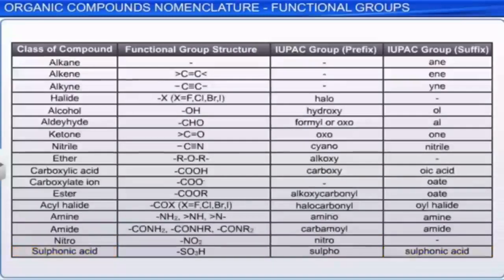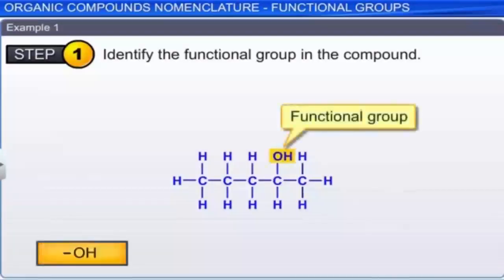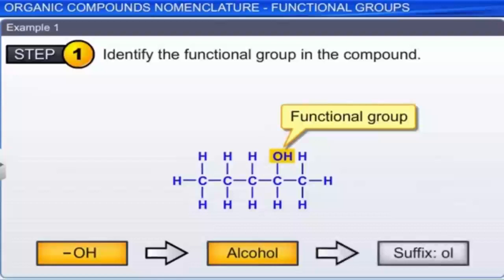Now let's see how we can use the prefix and suffix to assign names to compounds. Step 1. Identify the functional group in the compound. In this example, the functional group OH belongs to the class alcohol. As per the IUPAC system, the suffix for the alcohol group is ol.